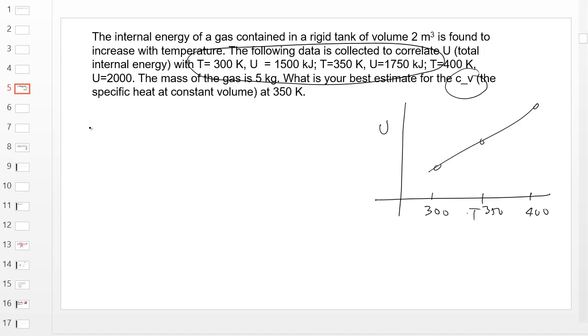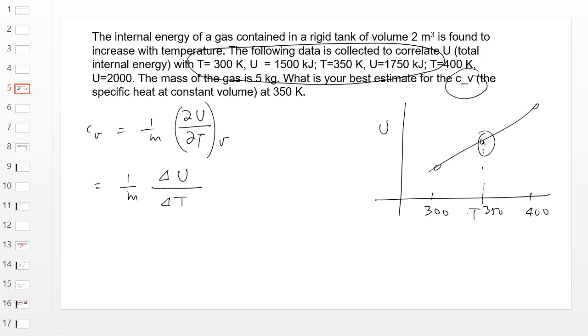So what is the definition of Cv? It is, as you know, the partial of how U changes with temperature at constant volume. If you want to estimate this partial, it becomes simply a difference in U divided by the difference in temperature. And we want to find the Cv at 350 Kelvin, which means to find the derivative at that location, all you have to do is to find the change in temperature and the change in U and divide the two.